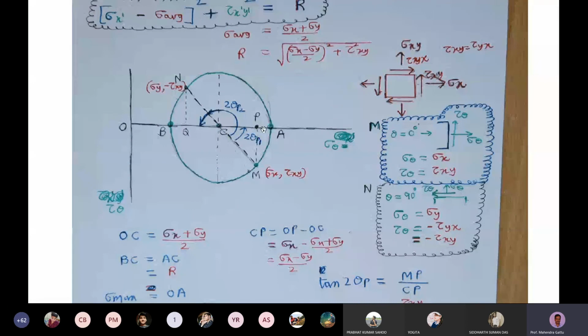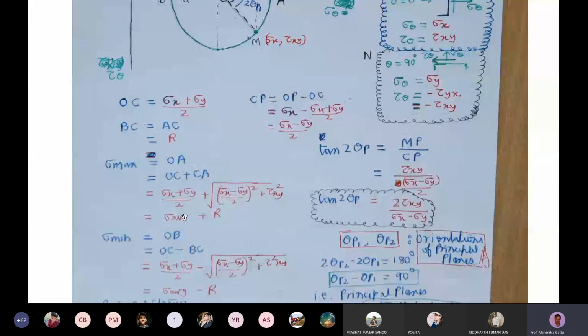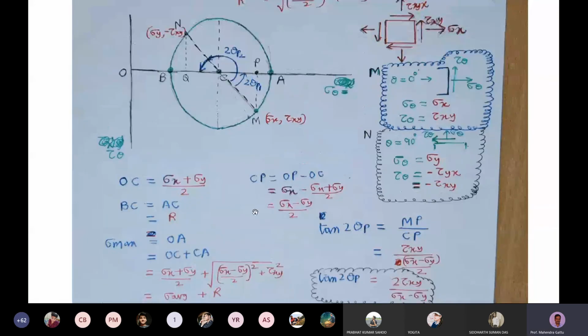So we can calculate this OA and OB, the maximum value and the minimum value. How to do that? The maximum value is OA, which is OC plus CA. OC is known, it is the average stress, plus CA is known, CA is the radius. So the maximum value is sigma average plus radius, that is (sigma x plus sigma y)/2 plus this term. Similarly, we can get the minimum value, which is OB, which is OC minus CB.